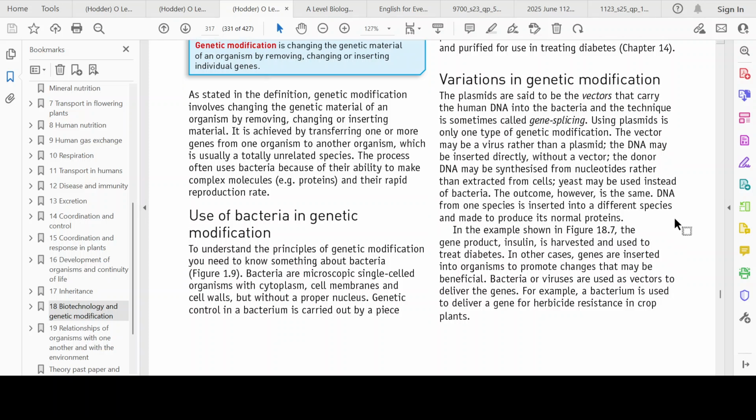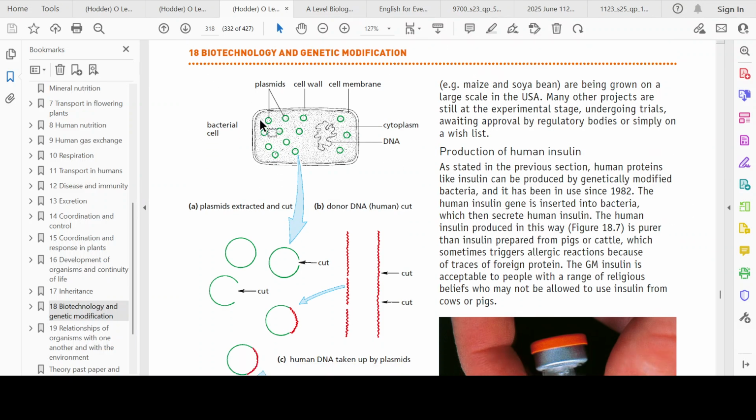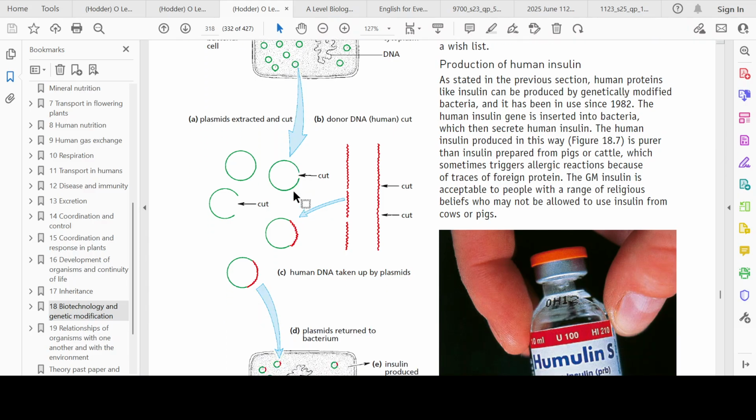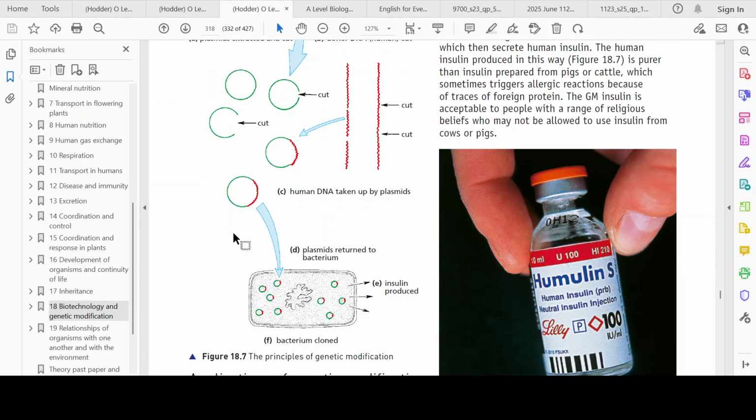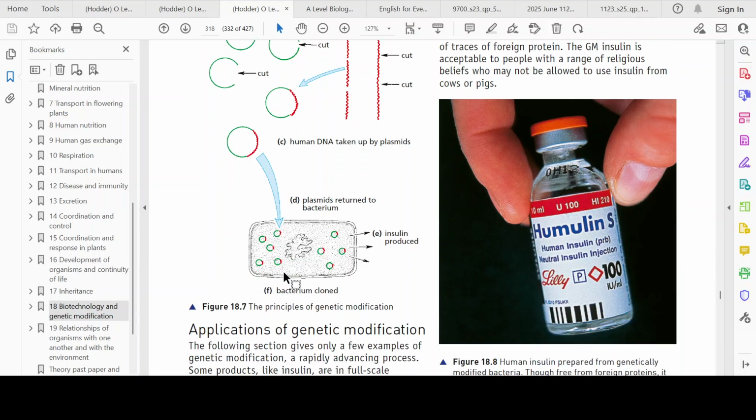So over here is the process. So you've got this bacteria, these green circles are plasmids. Those plasmids are cut, right? And then these red lines are, for example, human DNA. And so those are put in and they join up, right? And then they're put back into the bacteria. So that is basically like the basics of genetic modification of bacteria, right? Or genetic modification in general.